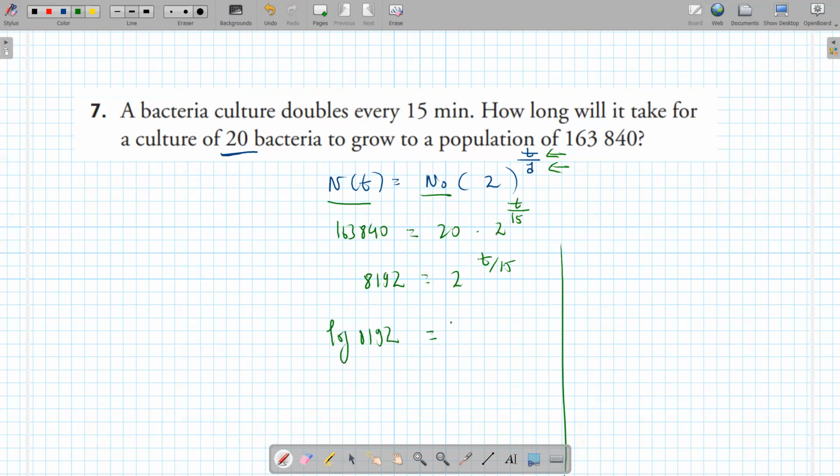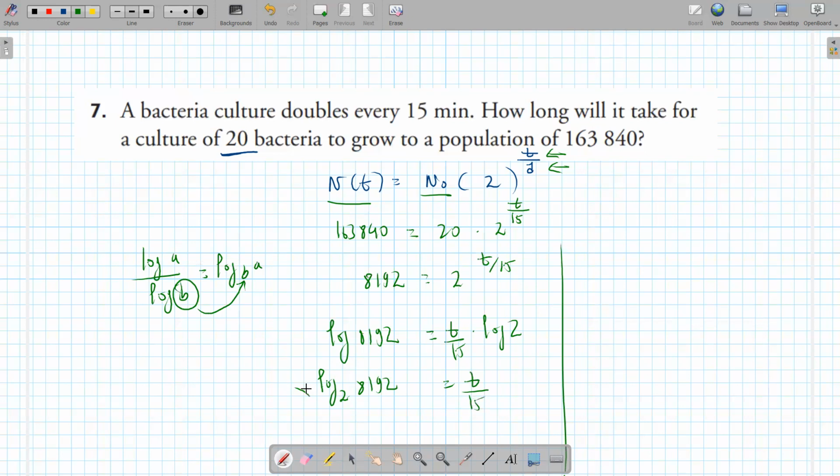Log of this is equal to t over 15 times log of 2. So you get log of 8192, and when you divide by log 2, it goes in the denominator, right? You can write this as 1 log with a base of b. Whatever this is becomes the base. Equals t over 15. And then you multiply that by 15. 15 times 13 is 195. So therefore the answer is 195 minutes.